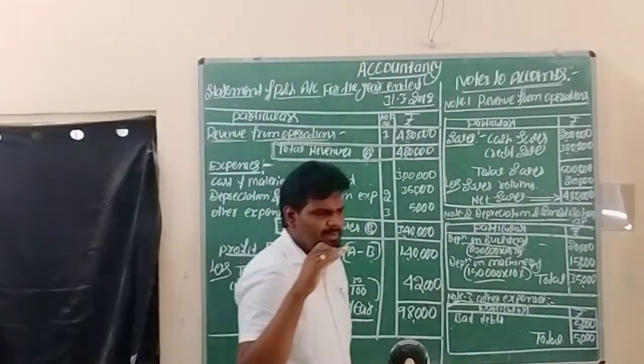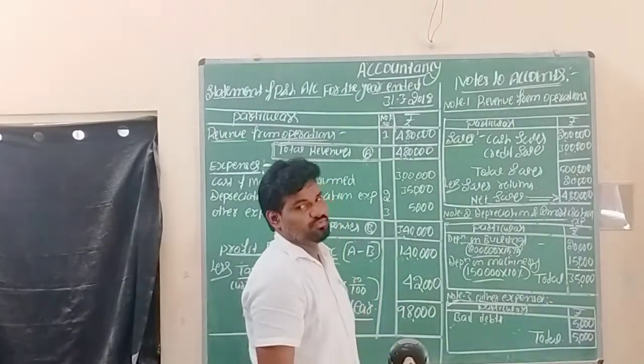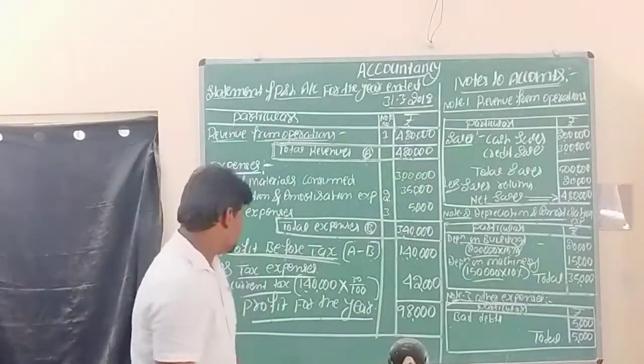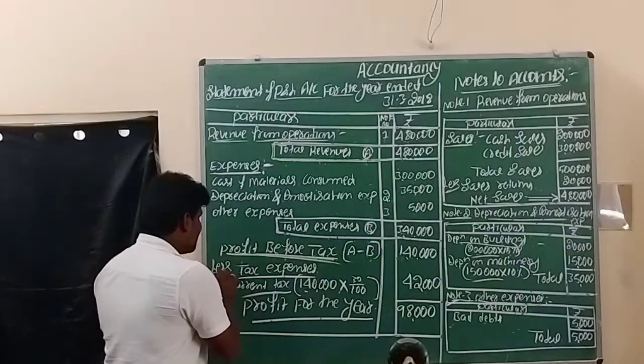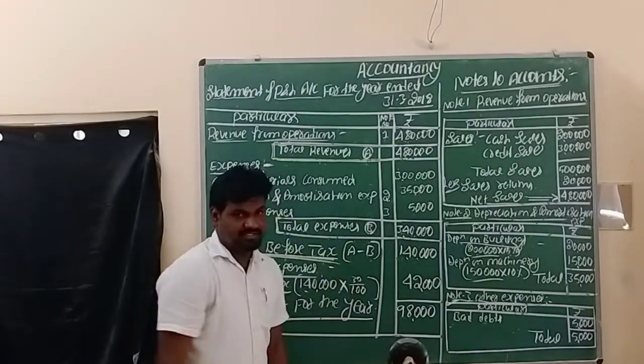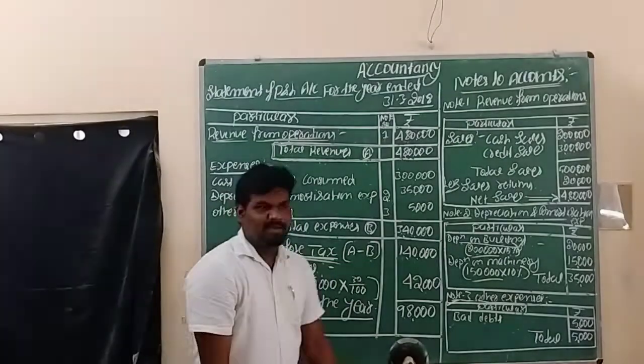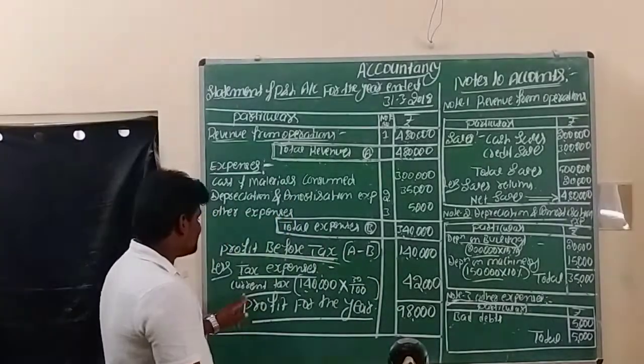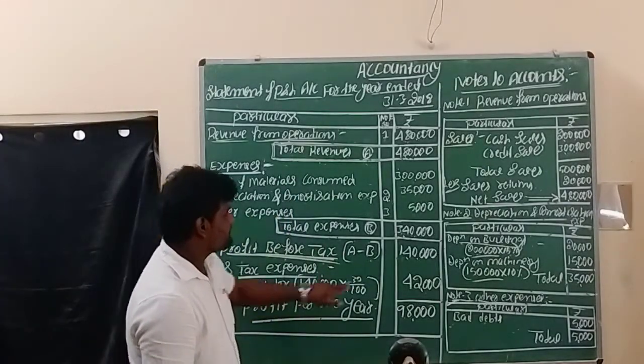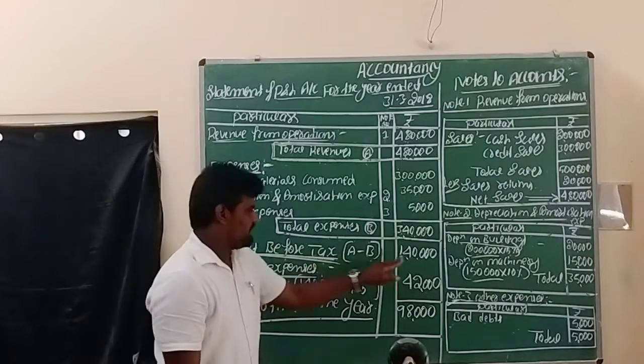Again, in this question they mentioned the current year tax also. The current year tax is 30%, right? So the next one, less tax expenses. Tax expenses during the year, the current year tax. The 1,40,000 is the total profit before tax value.